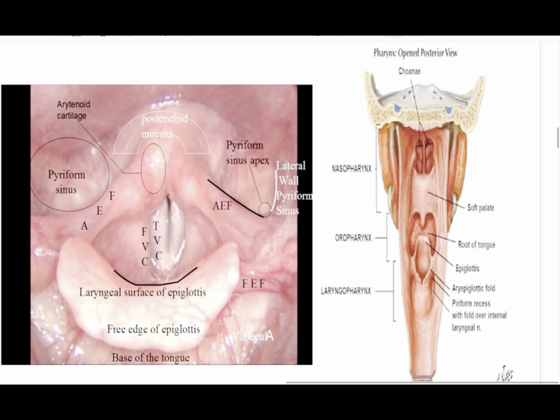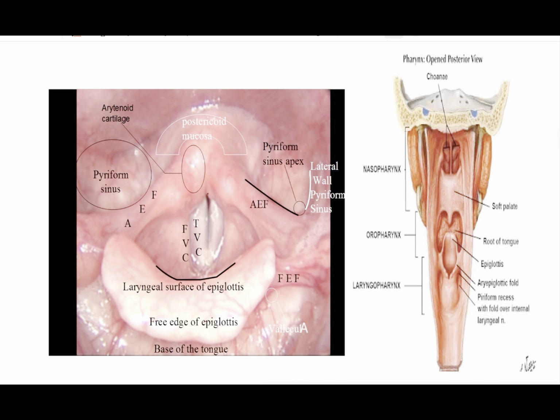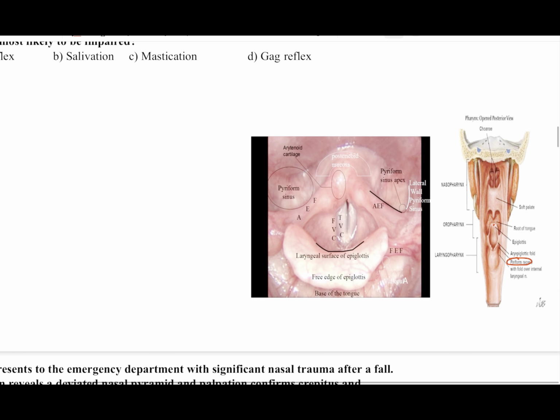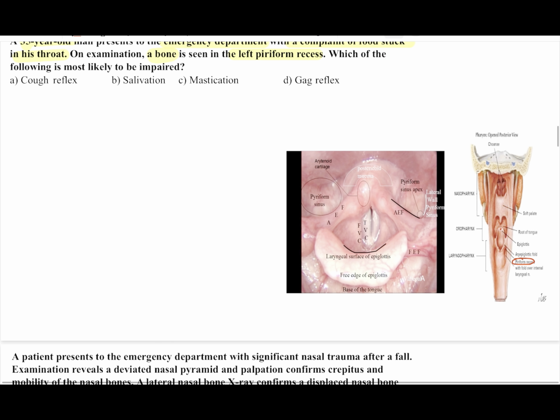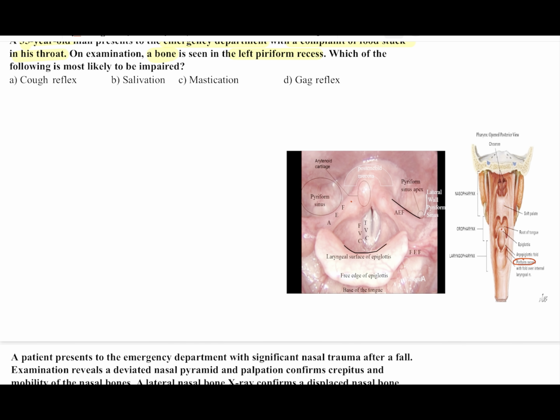So this is the posterior view of the larynx. You can see this is the root of the tongue. And here we have the piriform recess or piriform fossa. If I do the laryngoscopy, then I will see the aryepiglottic folds. This is the laryngeal inlet, and near that I have these two spaces. These are called the piriform fossa.